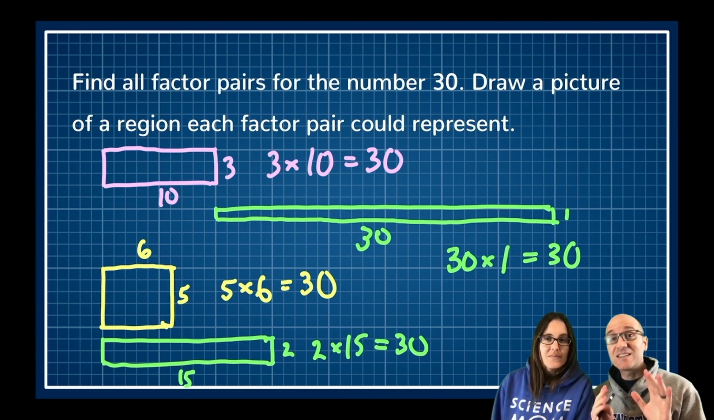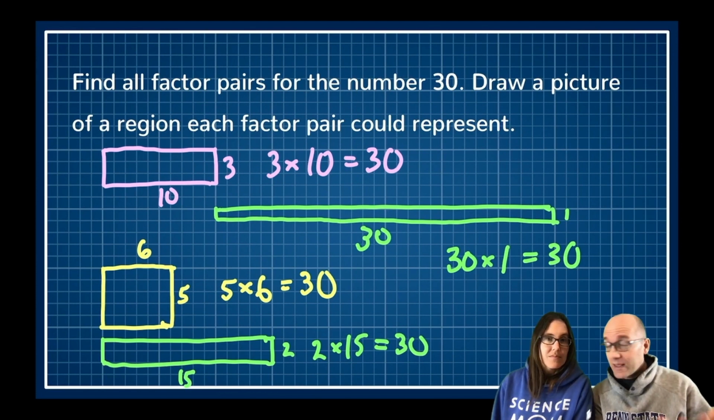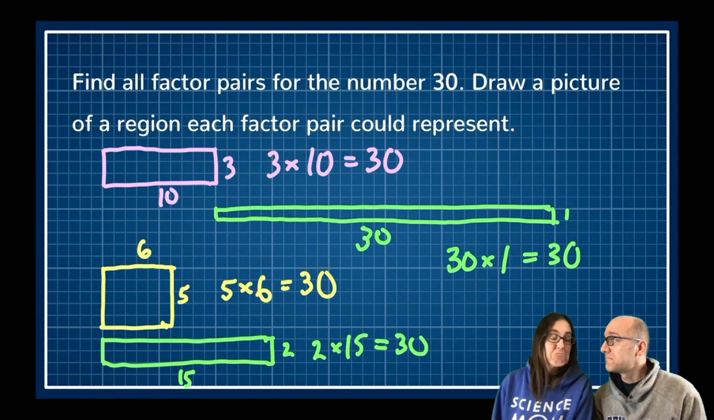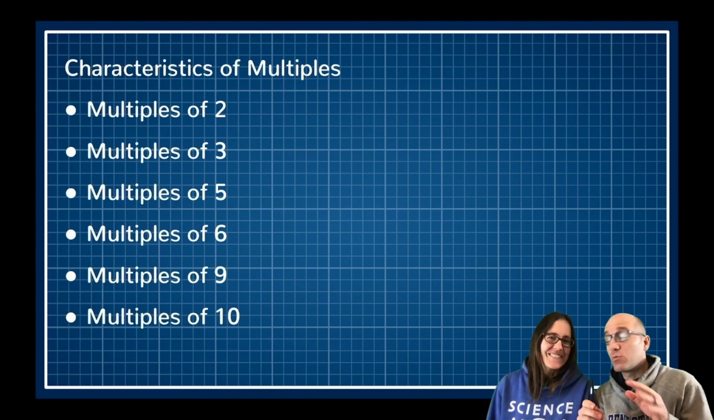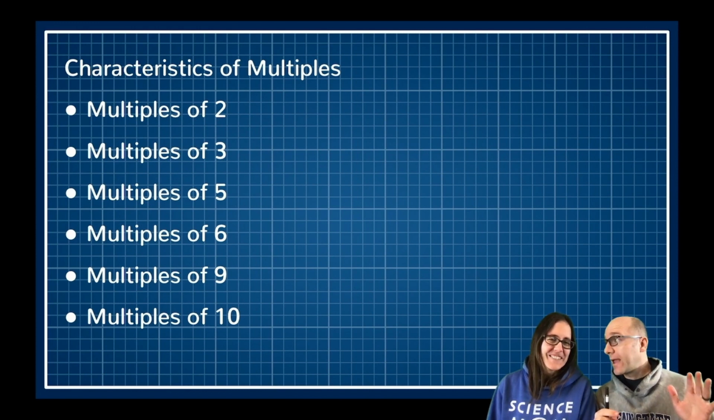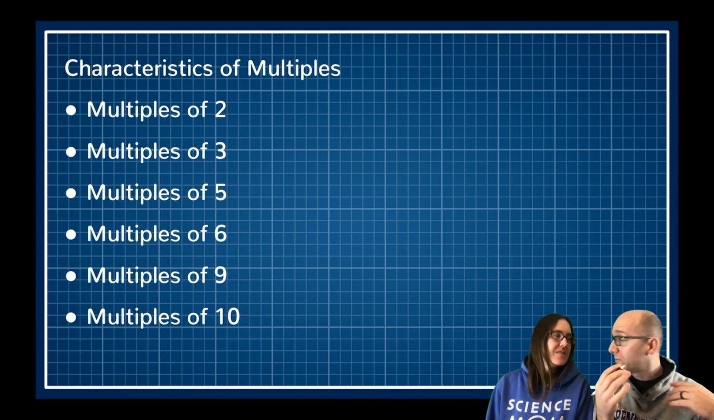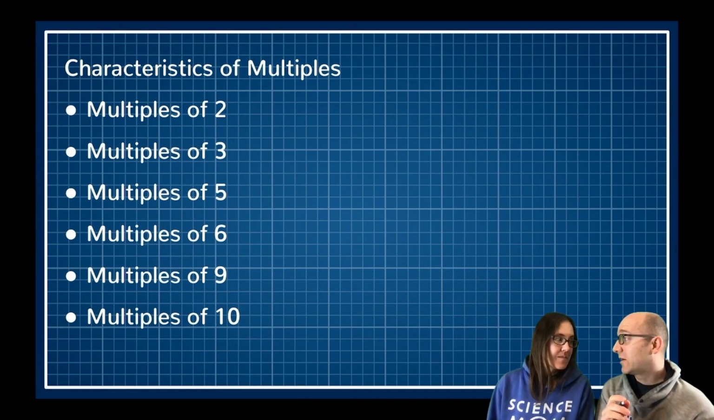And notice then, it's the same question when we ask for the factor pairs for 30 as saying, well, what rectangles can we draw with whole number sides that would give us 30 units of area? So we want to be able to find multiples of a number, and we also want to be able to factor a number. And one of the key skills in doing that is to recognize which numbers are, say, multiples of 2, or multiples of 3, multiples of 5, and so on. So let's list some of those characteristics.